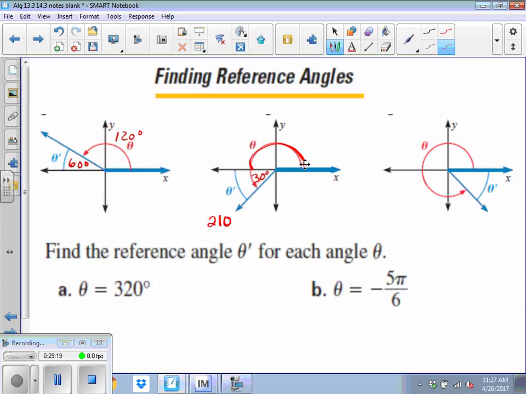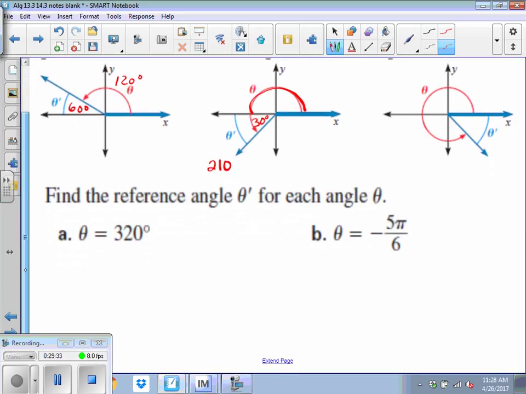Same thing over here. So you just have to figure out, and if they give it to you in radians, change it to degrees so you can figure out what you're doing, so you can find your way around. And so, if I want to find the reference angle, I want theta prime. Theta prime is what they use to name the reference angle. So 320 degrees is theta. How do I find theta prime? I want to know the reference angle that belongs to 320.